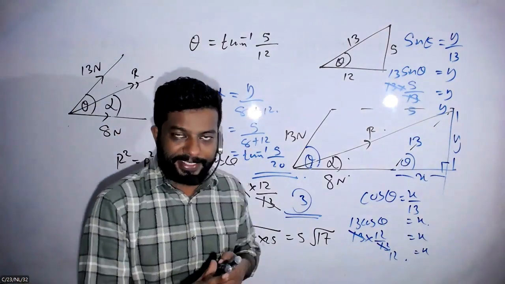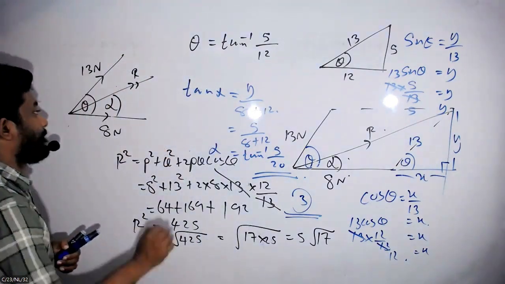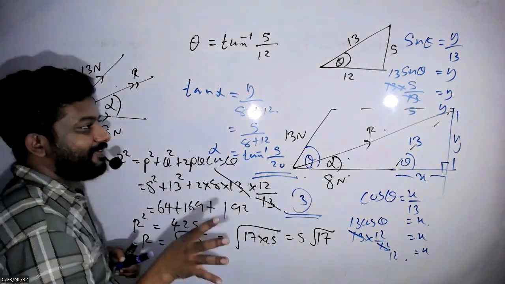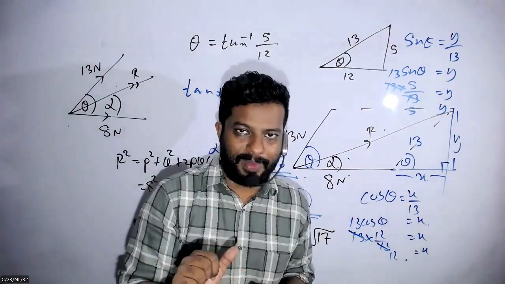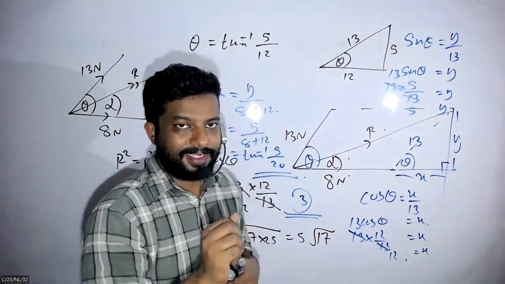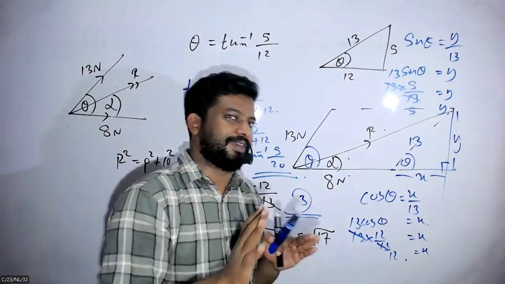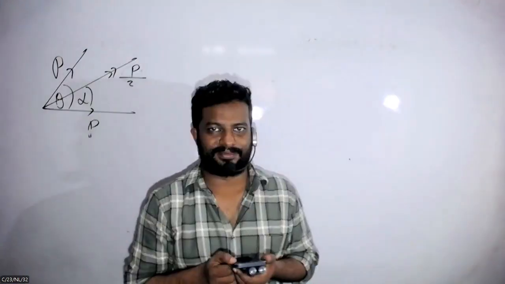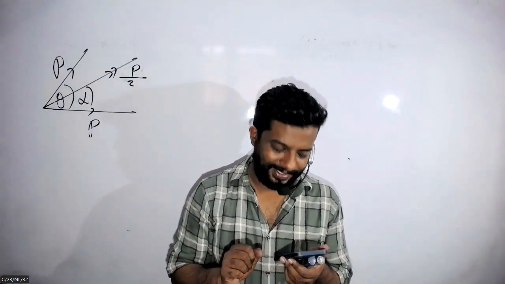Why did I say that? Because the angle between the two vectors is given as a tan ratio. Got my point? Therefore, you need to consider the relevant right angle triangle to identify sine values and cos values. Right, let's see the next question. Let's see question number 3.